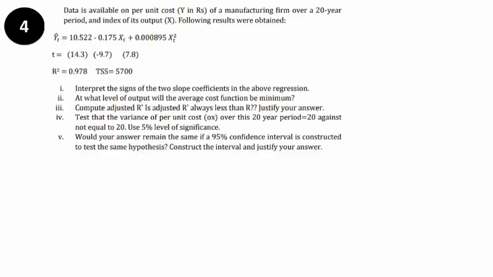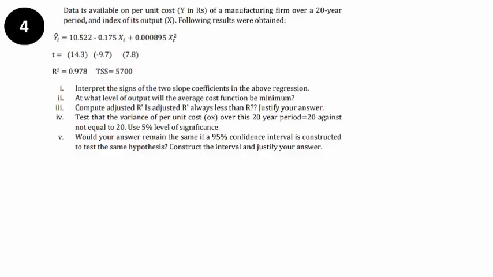So time for question 4. This question is specifically from the unit functional forms, and we have taken a polynomial regression model where it says to interpret the sign of two slope coefficients and at what level of output the AC will be minimum. We have to also compute the adjusted R square, and hypothesis testing is also included.